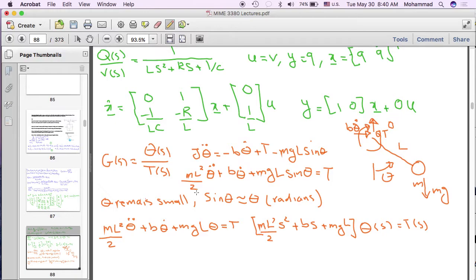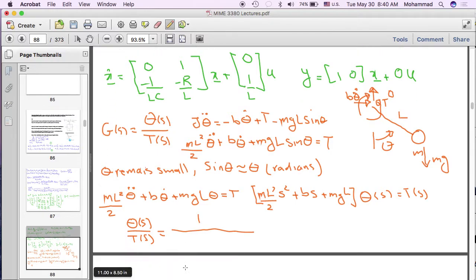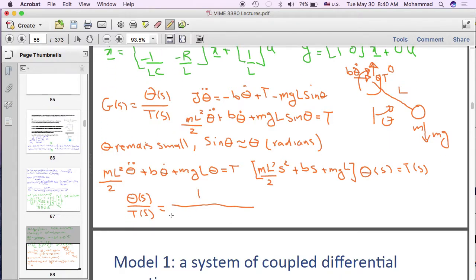So that's the equation. Okay, so we are ready to form the equation for the transfer function. So theta(s) as the output over T(s) as the input is going to be a ratio where 1 is here, and in the denominator I'll have mL squared s squared divided by 2 plus b times s plus mgL. So that's the transfer function.